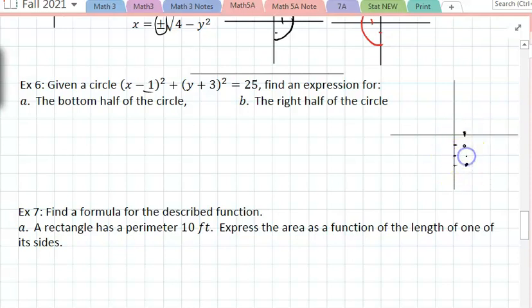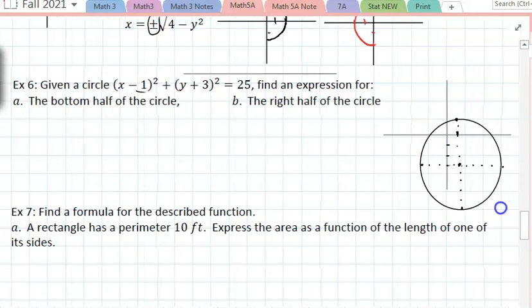So you go up 1, 2, 3, 4, 5. And 1, 2, 3, 4, 5 in each direction. And if you draw that circle, it looks like this. So keep that in mind again.